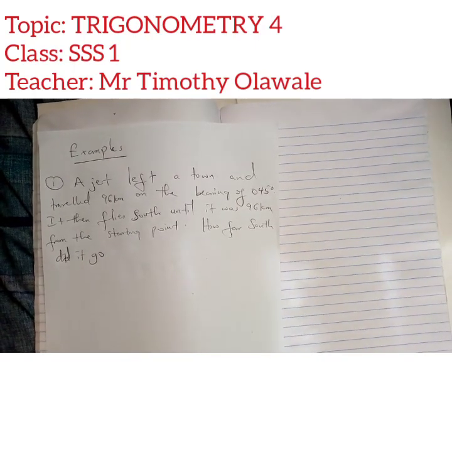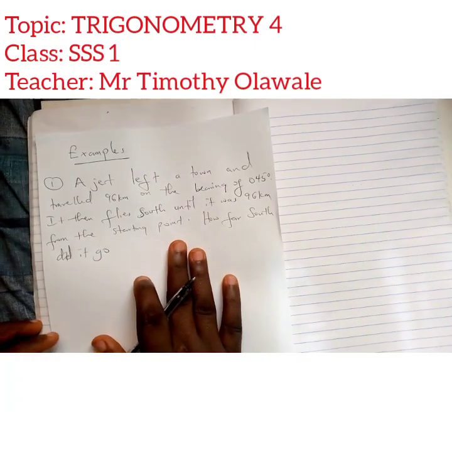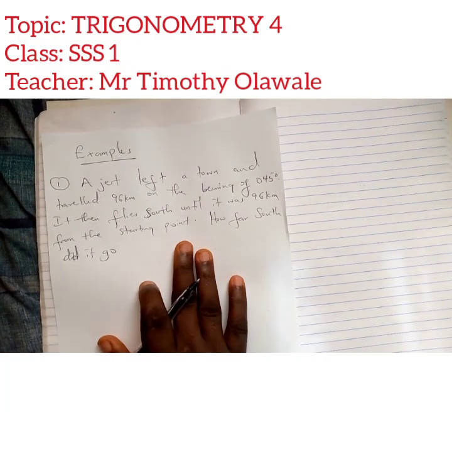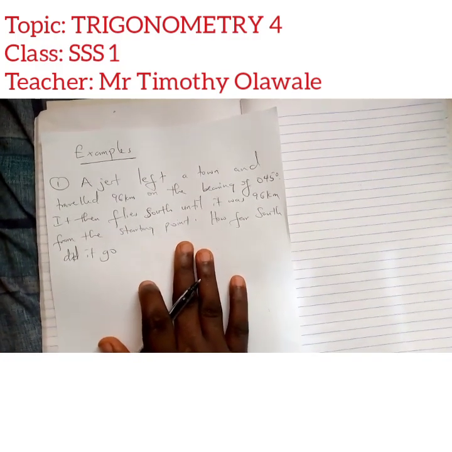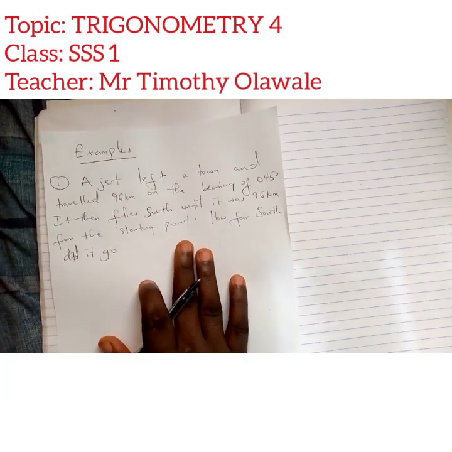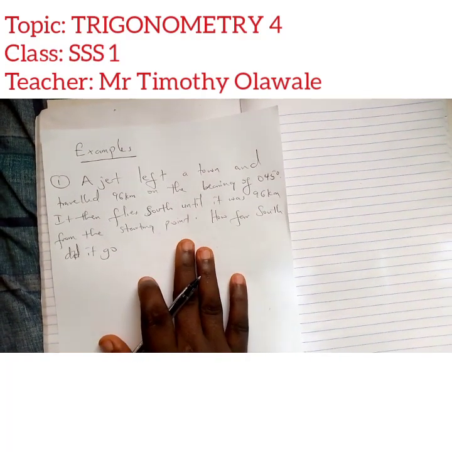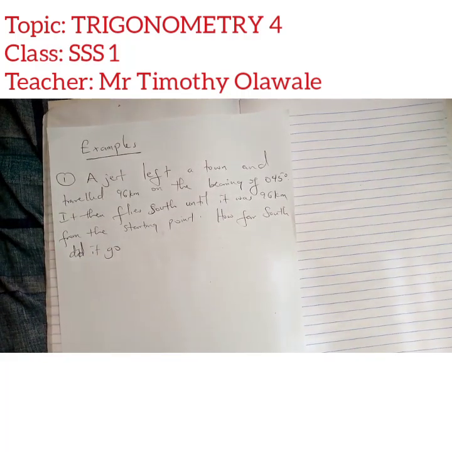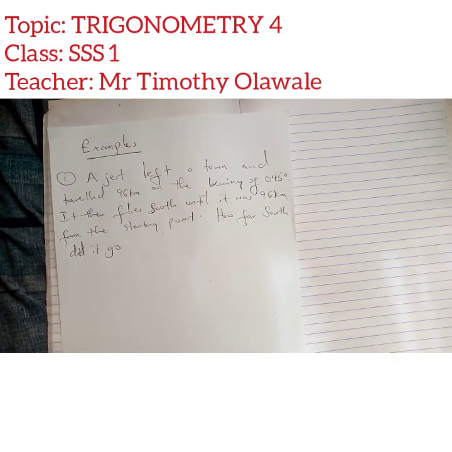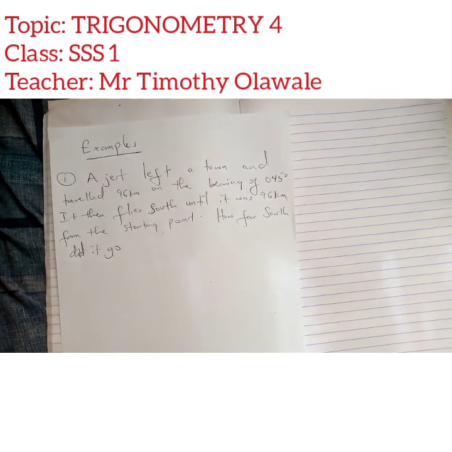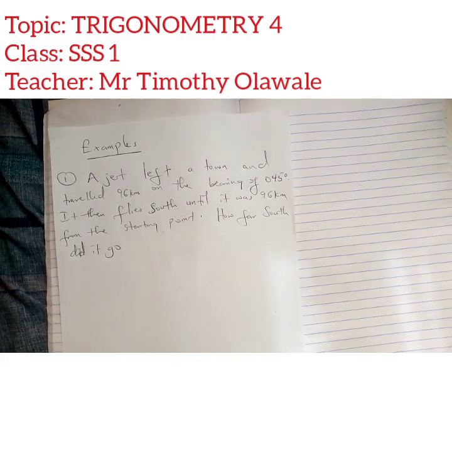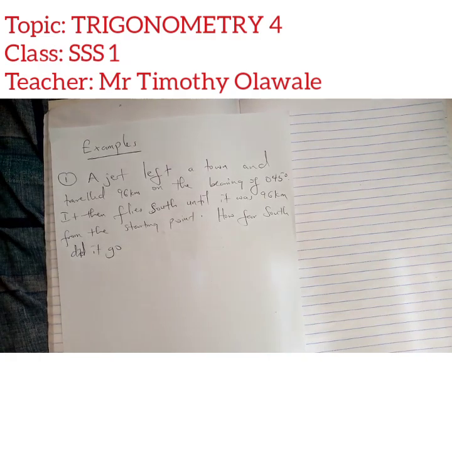Good day, students. Today we are going to look into questions that are related to trigonometry. Let's start with the first question. It says a jet left a town and traveled 96 kilometers on the bearing of 45 degrees. It then flies south until it was 96 kilometers from the starting point. How far south did it go?